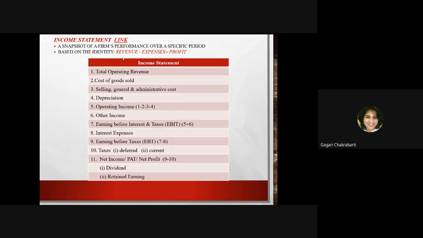It is based on the identity that profit is identically equal to all kinds of revenue minus the expenses. So if you have revenue from your sales operation or any other activities, and from that you subtract all types of costs, then you come to the profit. So this is the income statement of a firm. Once again, it will be available on an annual basis, but at the same time, you can have quarterly data also, and you can have 6 months data also.